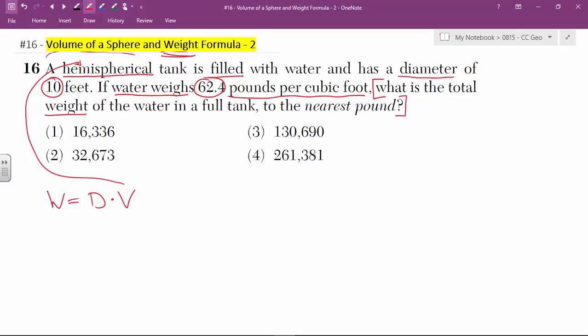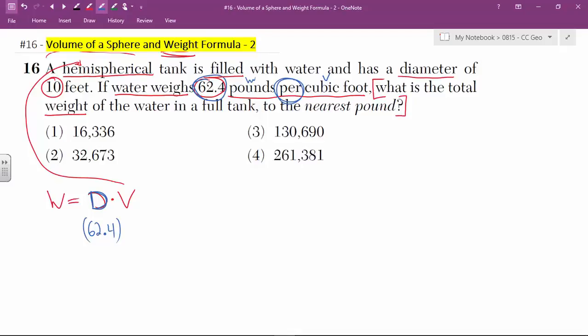It says, if water weighs 62.4 pounds per cubic foot. As soon as I see that per, I know that this number, 62.4, that's my value for density. All right, when you hear that per, they give you a unit of weight and then a unit of volume. That's the value of density. So when I substitute in 62.4, that's density. Okay, let's keep on reading.